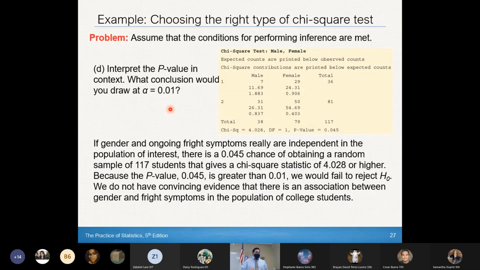Then we have the conclusion. Because the p-value, 0.045, is greater than 0.01, our significance level, we would fail to reject the null hypothesis. We do not have convincing evidence that there is an association between gender and fright symptoms in the population of college students. Right, so there are two parts to that when you're asked to interpret the p-value in context and then write your conclusion. Again, is there anything I can clarify on this?